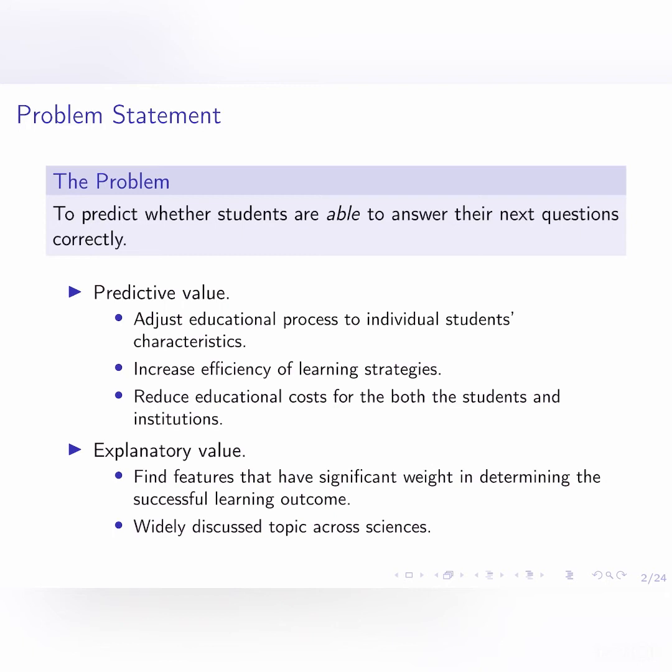Firstly, we can solve the predictive task, and it will allow us to increase the efficiency of the learning process. For example, if we know whether a student, based on his or her previous learning experience, is able to solve a particular task at a given moment of time, then the tasks can be given at a proper pace and complexity. Secondly, we can solve the explanatory task, and it will allow us to find features which significantly affect the learning process, and that is a widely discussed topic in many sciences. Let us now proceed with the EDA.